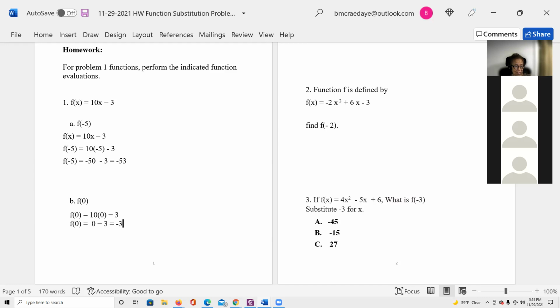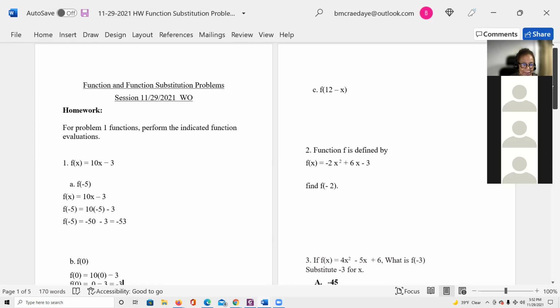Wherever you had an x, you put a 0. So 10x became 10 times 0. 10 times 0 is just 0. Any number times 0 is 0. Minus a 3, so 0 minus 3 is minus 3. Questions? Negative 3. So that takes care of 1A and 1B, right? And then our next one was 1C.